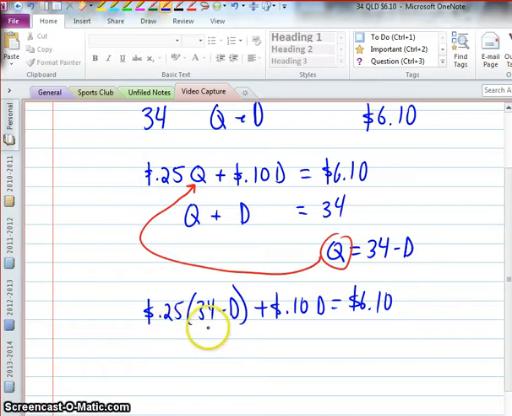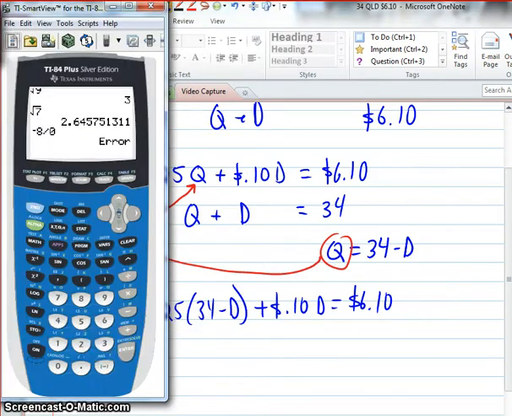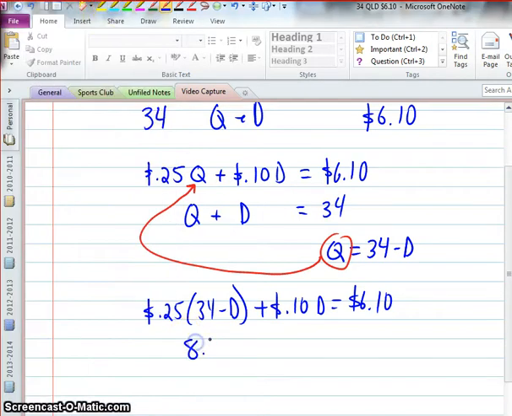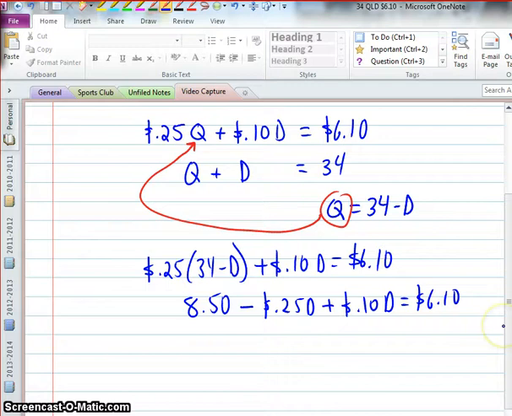So 25 cents times 34, let's get our old faithful friend, the calculator, to help us with that. 34 times 25 cents is $8.50. And then there's minus 0.25d, because we have to carry it across. And we're going to combine like terms: $8.50 minus 0.15d equals $6.10.